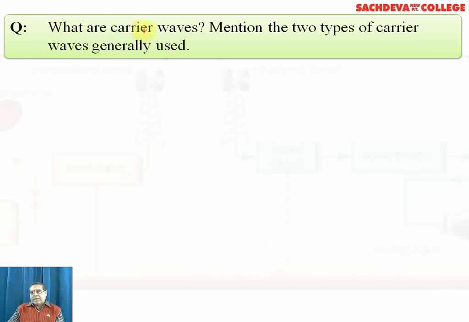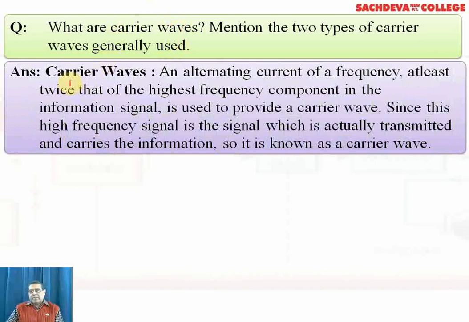Now we come towards the carrier wave, and we have to mention two types of carrier waves generally used. A carrier wave is an alternative name for the radio wave, but we have to take into consideration the carrier wave which is useful in communication. However, it is electromagnetic in nature.